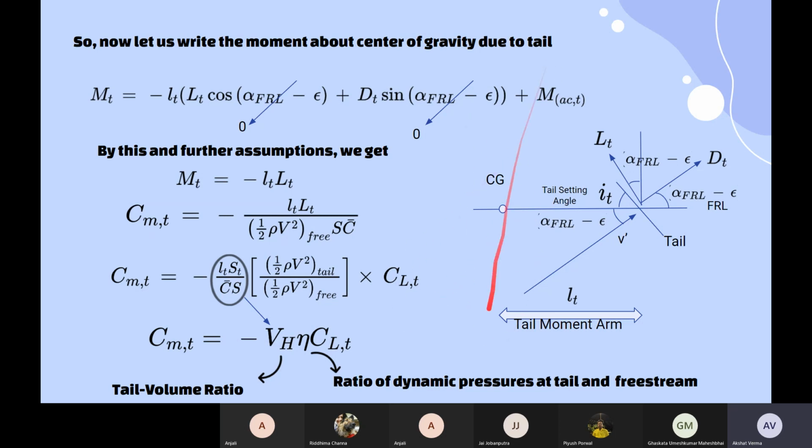Okay, so as you can see, these all are mathematical manipulations, so we are just focusing on the final results here. Let's move forward.